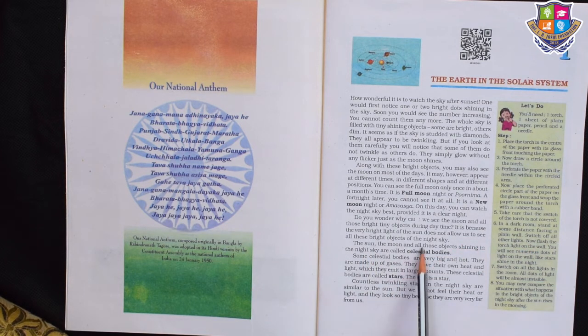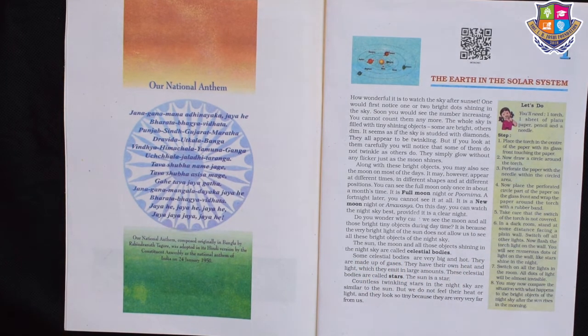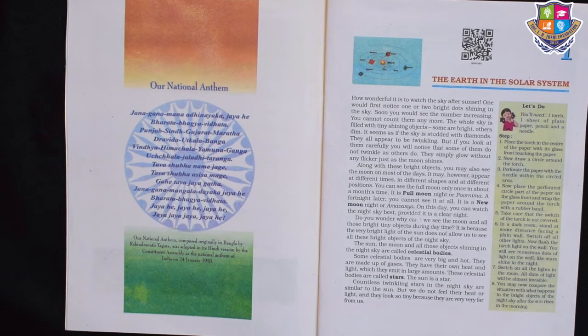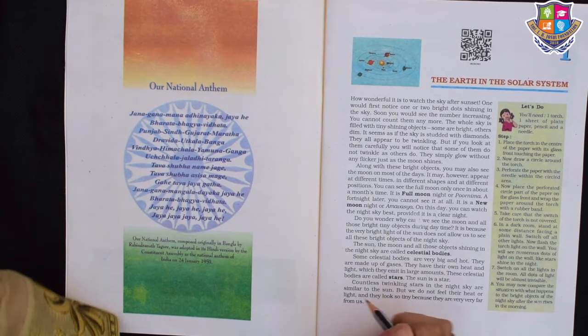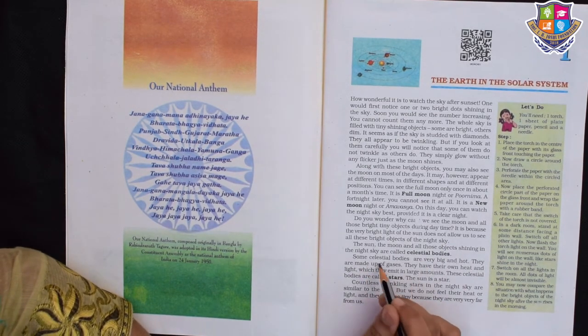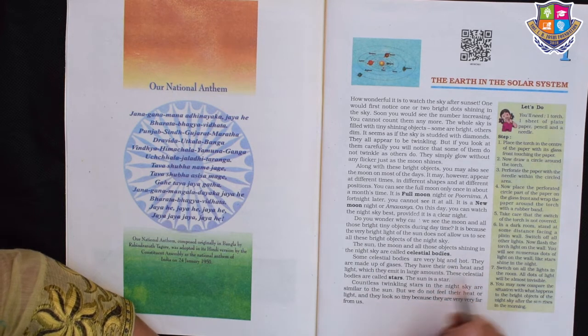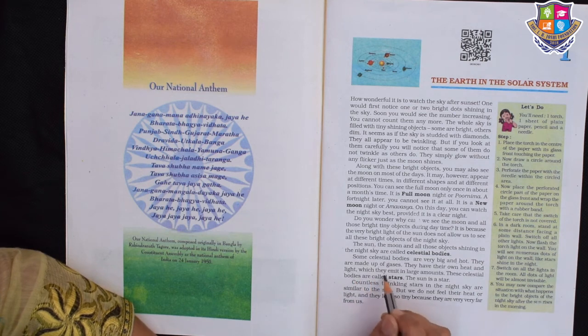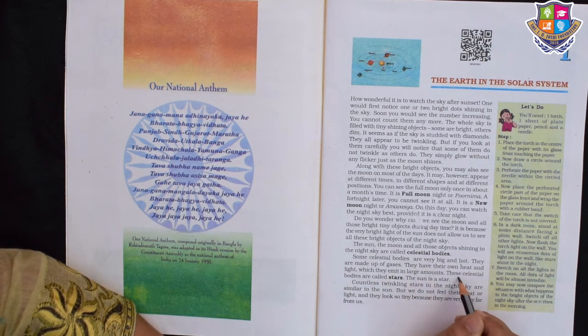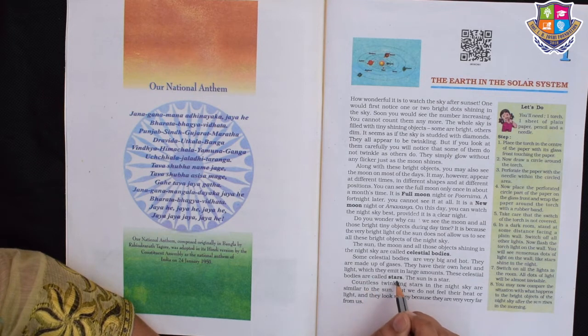The sun, the moon and all those objects shining in the night sky are called celestial bodies. Some celestial bodies are very big and hot. They are made up of gases. They have their own heat and light, which they emit in large amounts. These celestial bodies are called stars.